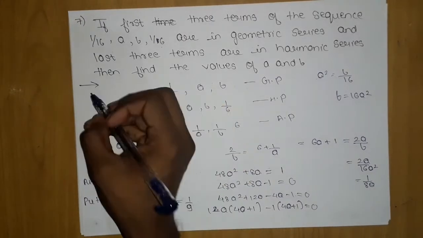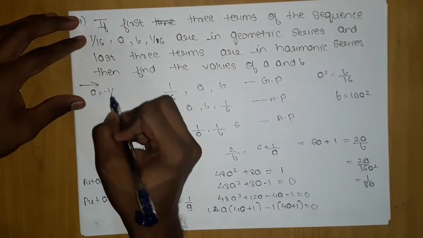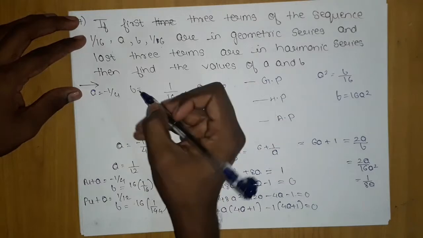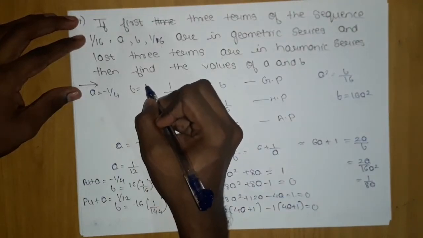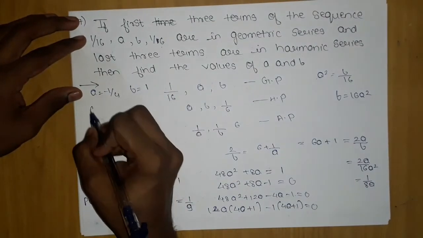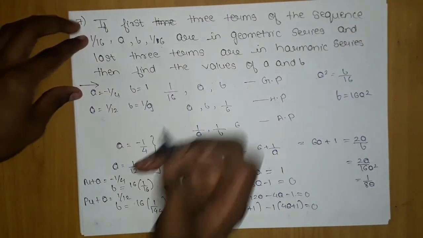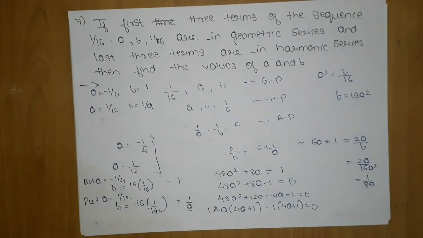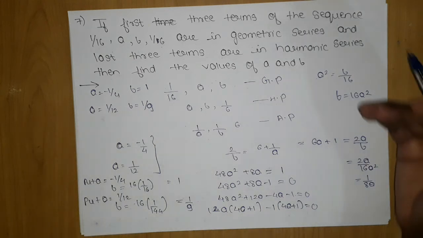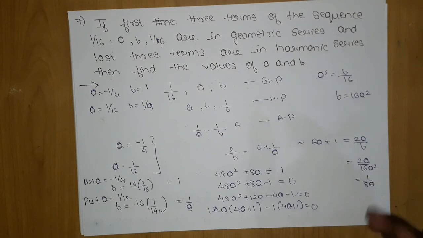So the possible values are: for a equals minus 1 by 4, b equals 1. And for a equals 1 by 12, we have b equals 1 by 9. So this is the question and its solution. There was nothing great in this question, just understanding where to substitute what. Now let's move on to the next question.